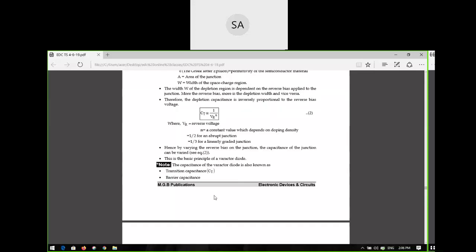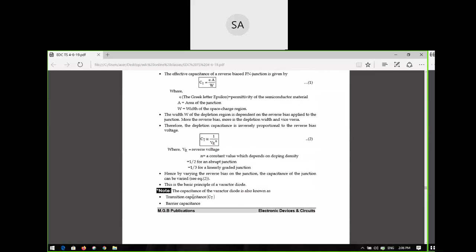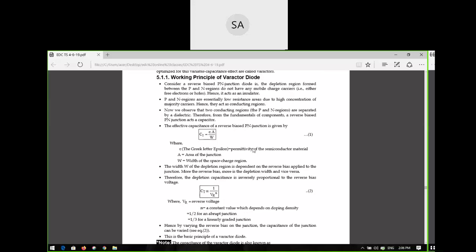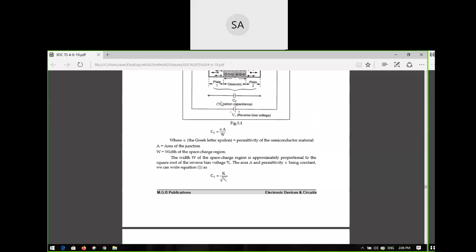So what is the varactor diode? The simple definition: a varactor diode is a special semiconductor PN junction diode which is used as a variable capacitor. It is majorly used in FM receivers, and it is majorly operated in the reverse bias mode, using the parallel plate capacitance effect.